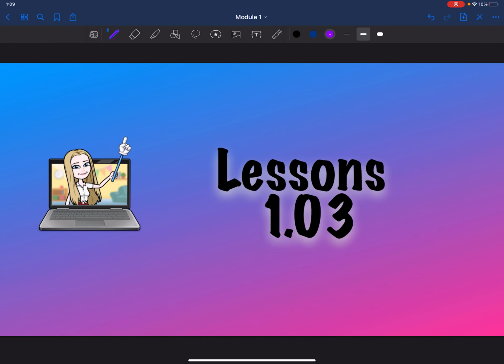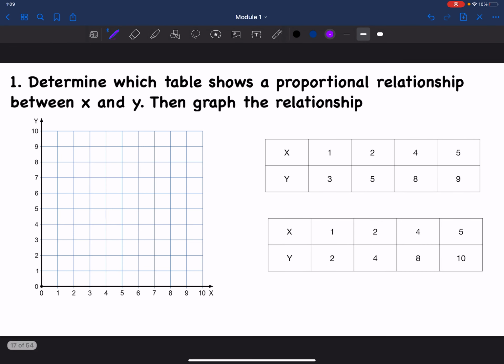All right, we're going to go over lesson 1.03. Determine which table shows the proportional relationship between x and y, then graph the relationship.